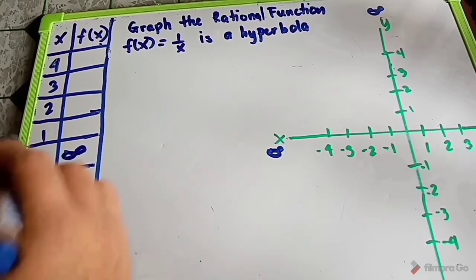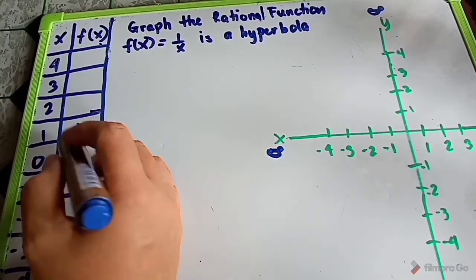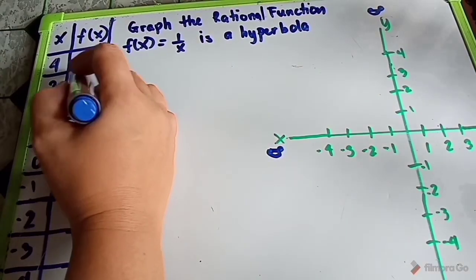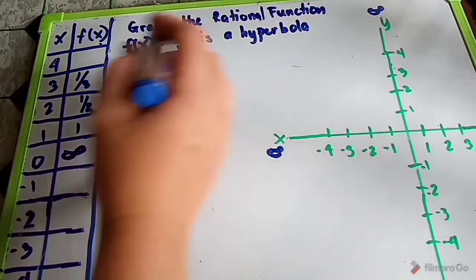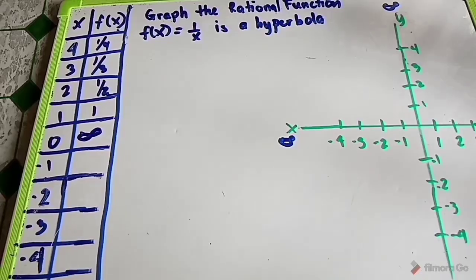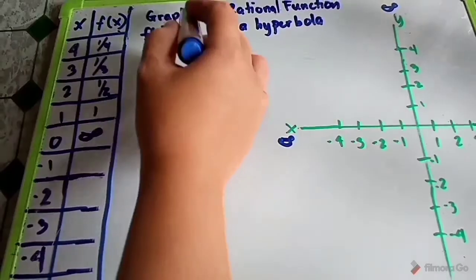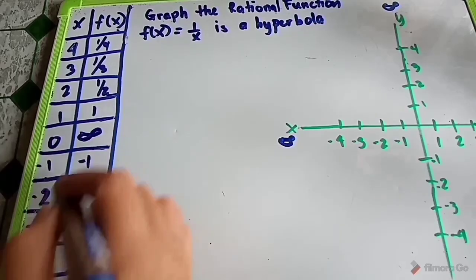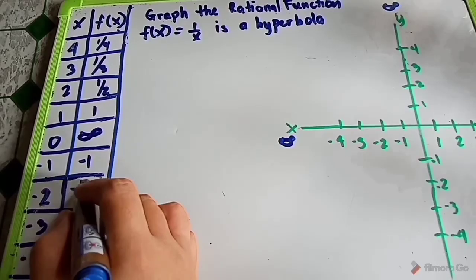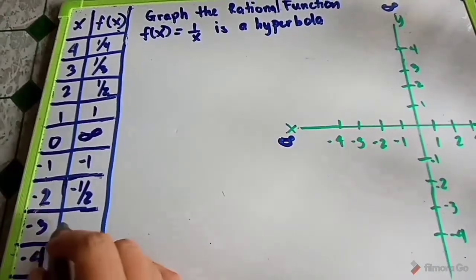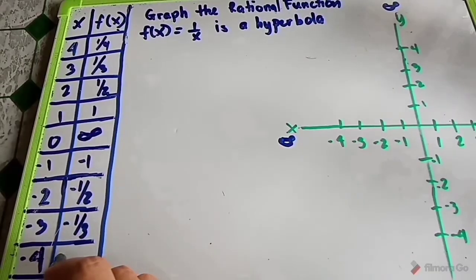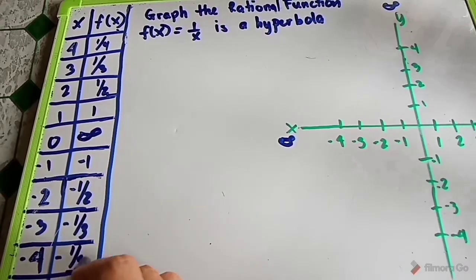So 1 divided by 1 is 1. 1 divided by 2 is 1/2. 1 divided by 3 is 1/3. And then 1 divided by 4 is 1/4. Am I right? So again, let's substitute the negative values. 1 divided by negative 1 is negative 1. 1 divided by negative 2 is negative 1/2. 1 divided by negative 3 is negative 1/3. And 1 divided by negative 4 will be negative 1/4.